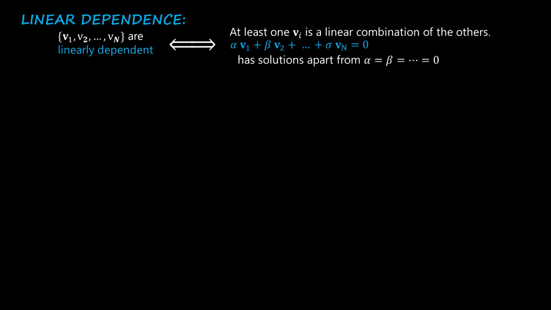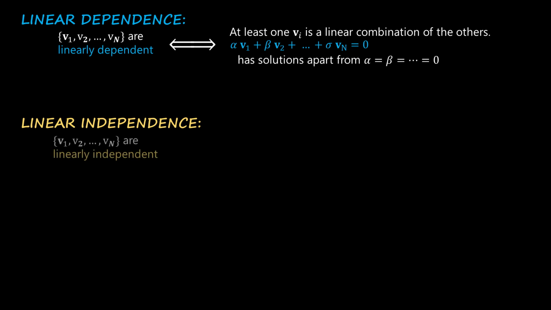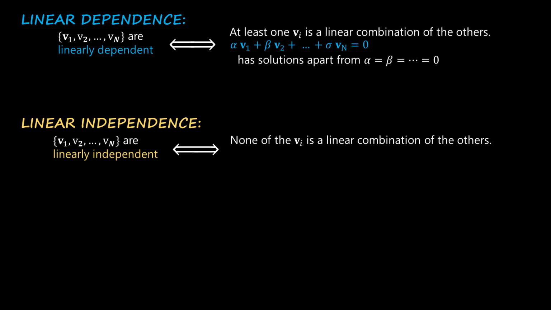Next, let's look at linear independence. Linear independence is simply defined as the alternative to linear dependence. A set of vectors are linearly independent if and only if none of them can be written as a linear combination of the others. So we can say that alpha v1 plus beta v2 plus all the way up to sigma vn is not equal to 0, except for the trivial case when all coefficients are 0.